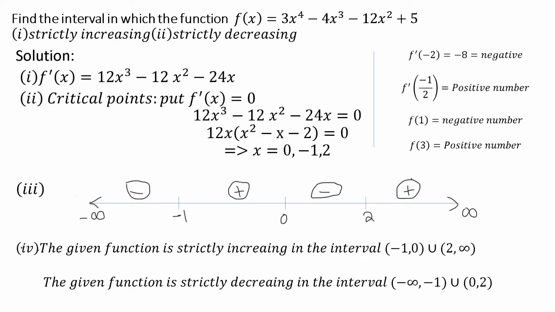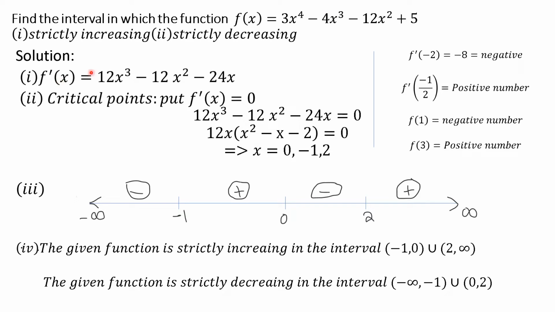Now let us see a few problems on whether the function is decreasing in the given interval or in the real line. First problem: find the intervals in which the function f of x is equal to 3x to the power 4 minus 4x cube minus 12x square plus 5 is strictly increasing and strictly decreasing. We have to identify in which interval the function is strictly increasing, and in which interval it is strictly decreasing. Here the given function is this one.